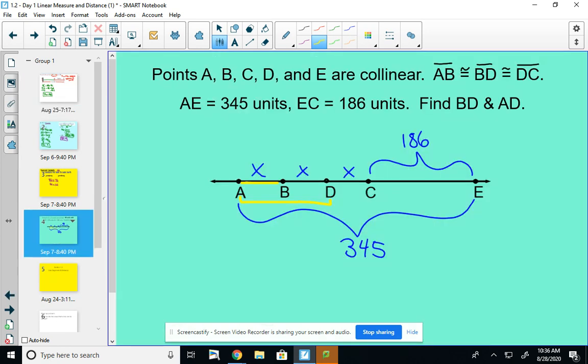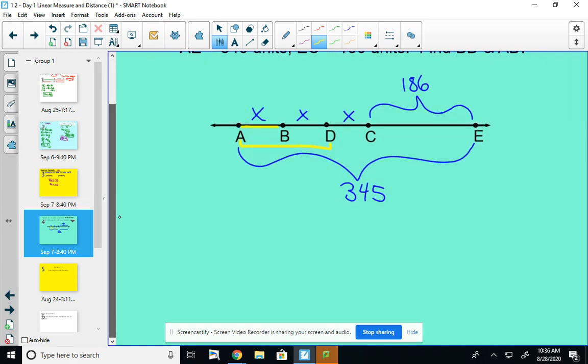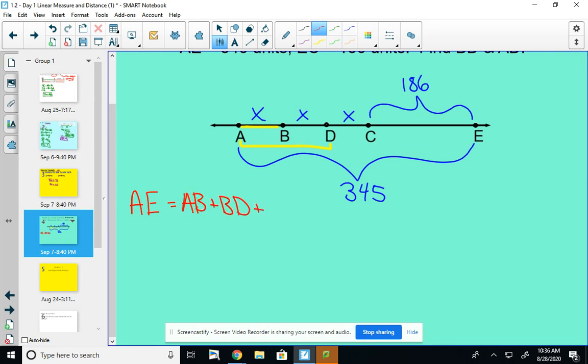So our entire segment AE is made up of a whole bunch of little segments put together. So let's write that as an equation. AE, again, that's the distance between point A and point E, is going to be AB plus BD plus DC plus CE. Well, we know that AB, BD, and DC are all the same. Those are all X. We know CE was 186. They gave that to us. And we know AE was 345.